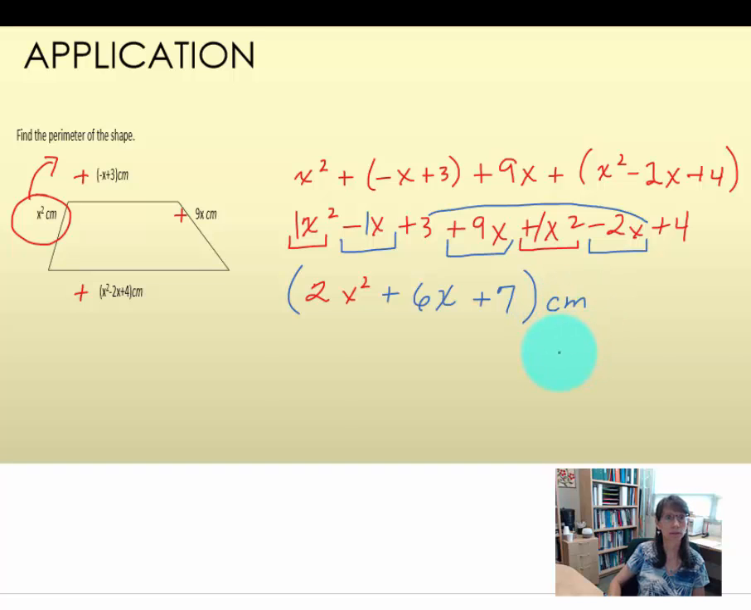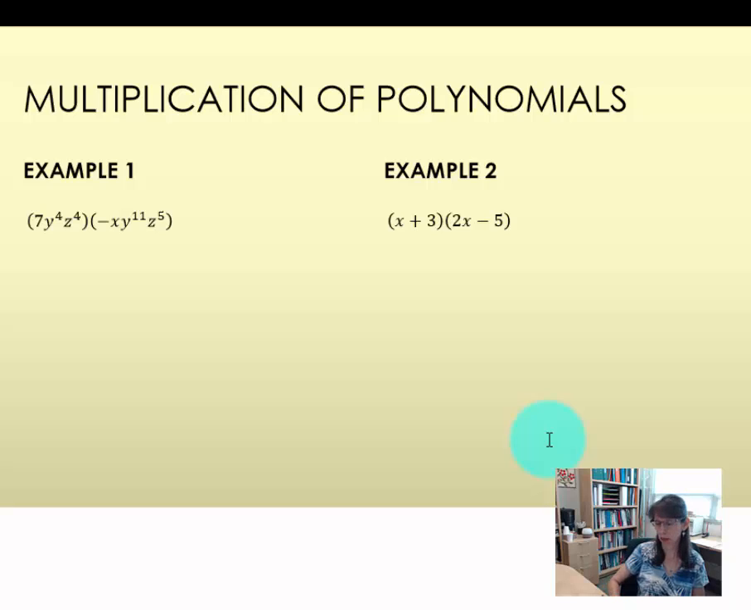When we're multiplying polynomials, we will need to take into account some exponent rules, and that would most likely be the power rule. So in our first example, we have 7y to the 4th, z to the 4th multiplied by another monomial term. So 7 is multiplied by the other coefficient, negative 1.